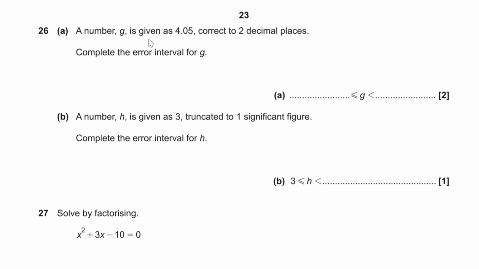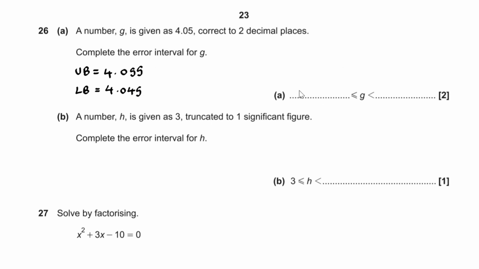Question 26. A number g is given as 4.05 correct to 2 decimal places, and we have to write down the error interval for g. Well, if this number is given correct to 2 decimal places, then the upper bound is equal to 4.055 and the lower bound is equal to 4.045. And these numbers round to this to 2 decimal places.